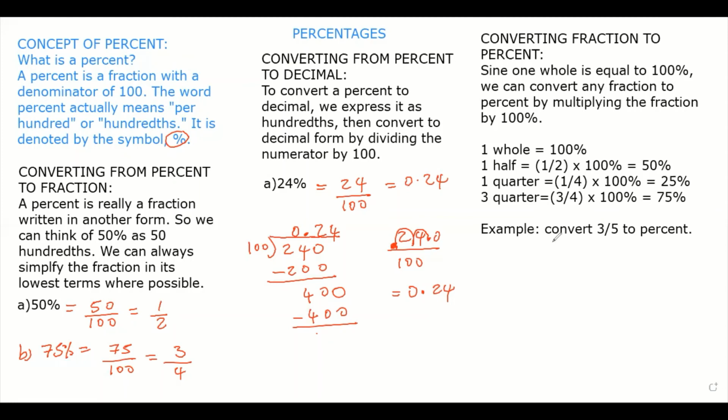Now let's look at an example. Convert 3/5 to percent. What does 3/5 mean? What we have here is 3/5 of a whole, right? So 3/5 here means 3/5 of a whole, right? That's what this means. So we know that the whole is what? 100%. And "of" in mathematics means times. So to convert this fraction, it would equal 3/5 multiplied by 100%.